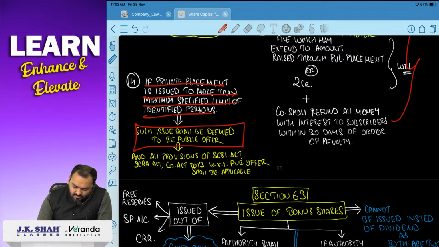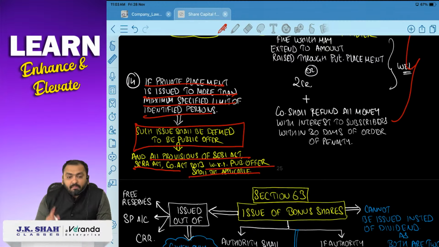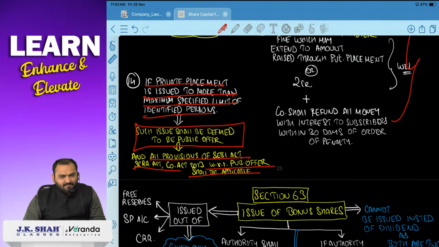Understood? So therefore it's written here, it shall be deemed to be a public offer, and all the provisions of SEBI Act, SCRA Act, Companies Act with regard to public offer shall be applicable. See, all the rules of public offer shall be applicable on you then. But you are not eligible. So all the public offer rules you have not complied. So there will be penalties from all the sides. So you will be in problem.